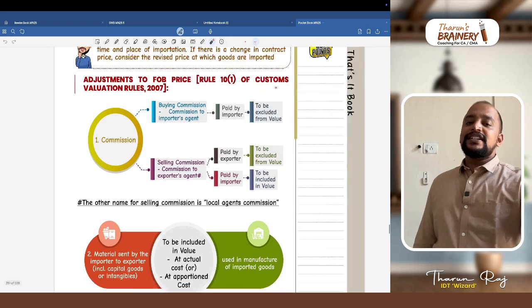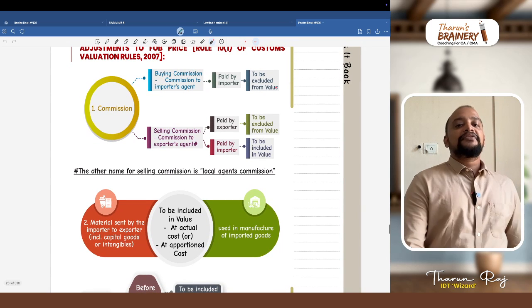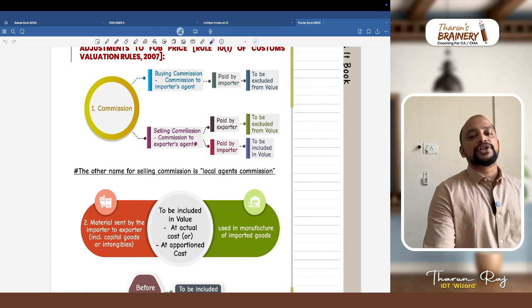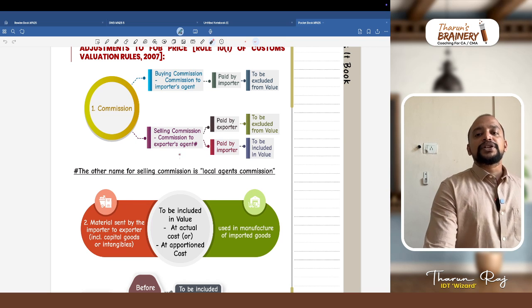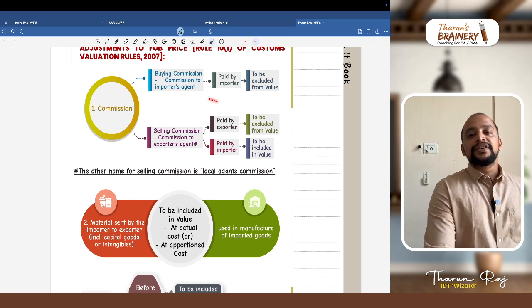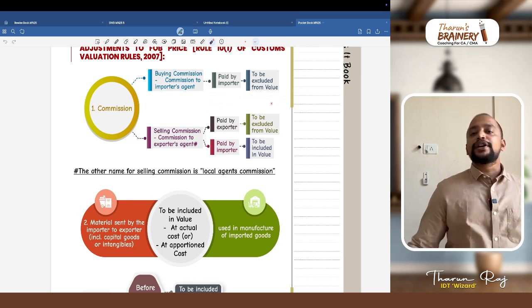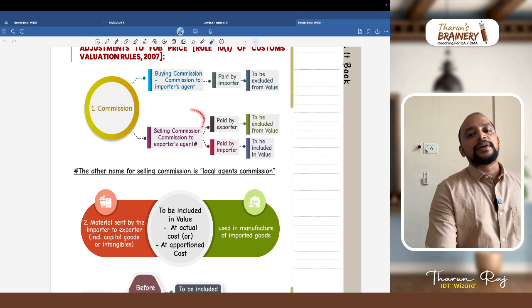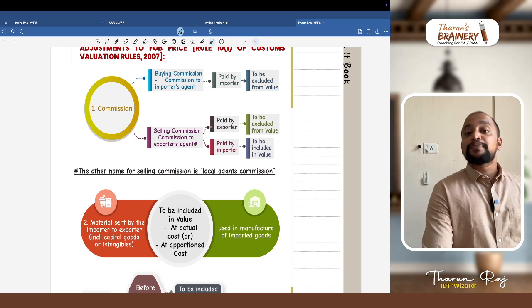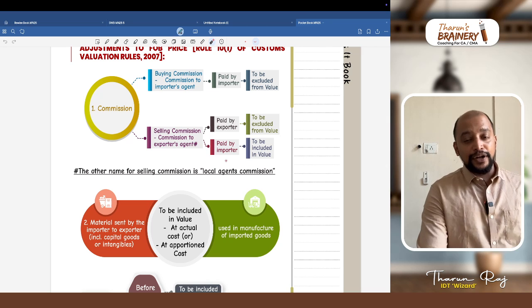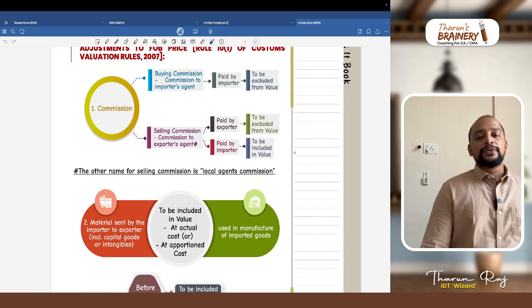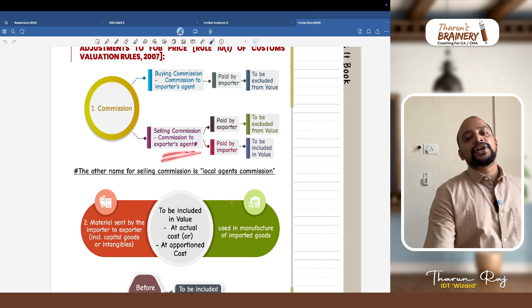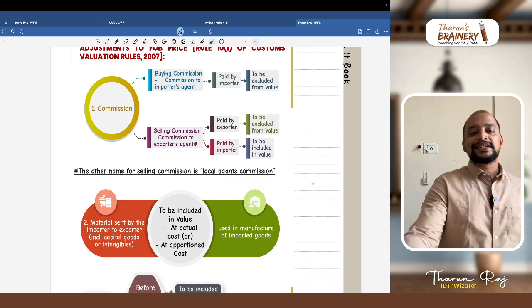Then what are the adjustments to be made to the FOB price? First, primary adjustments, commission. Commission is divided into two, buying commission and selling commission. Buying commission is commission to importer's agent, which is paid by importer. It will not be included in the value. Selling commission is commission to exporter's agent, which is paid by exporter, and will not be included in value. Only if the selling commission is paid to exporter's agent by the importer, then it should be included in the value. The other name for this selling commission is local agent's commission.